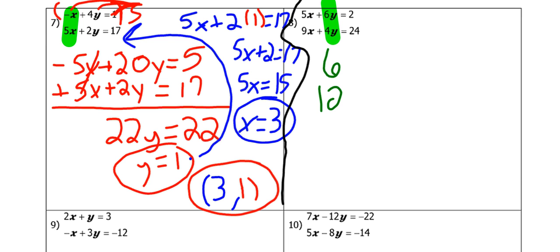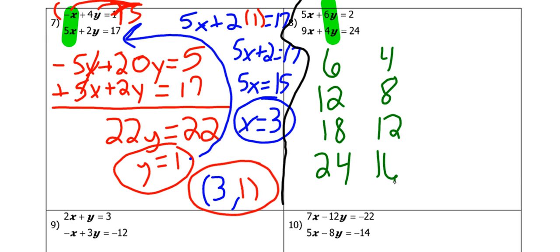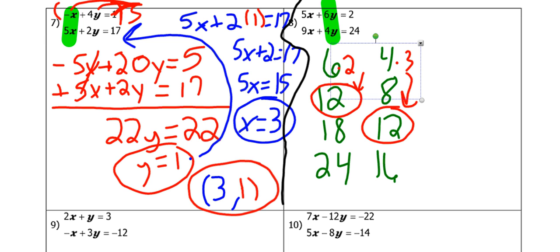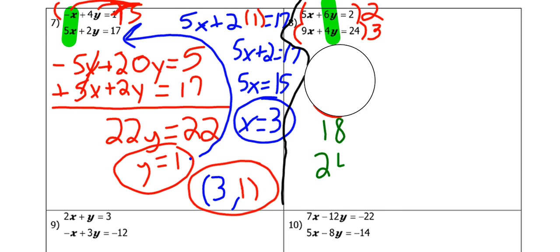6 can go to 12, then 18, then 24, for example. 4 can go to 8, 12, 16. So they both can go to 12. Well, 6 times 2 is 12. 4 times 3 is 12. So we multiply that top equation all by 2 because it's with the 6, and that bottom equation all by 3 because it's with the 4. Then I'm going to have to make one of those negative. Then we can start using elimination. So I'm going to erase these.